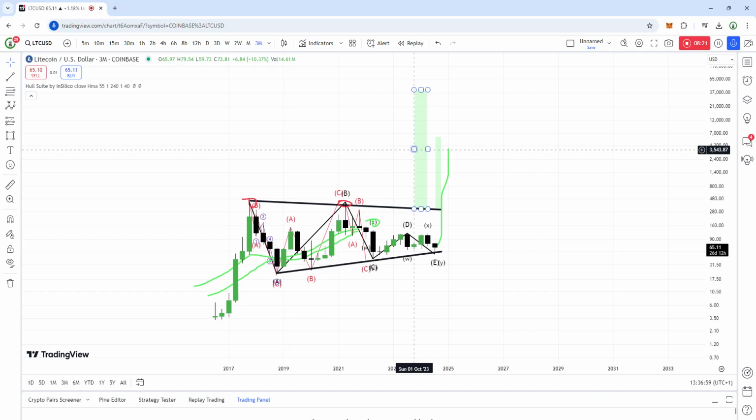I'll have a look at XRP. I'm not really bullish on XRP, so I may get quite a lot of hate for that. But yeah, this is my Litecoin prediction.